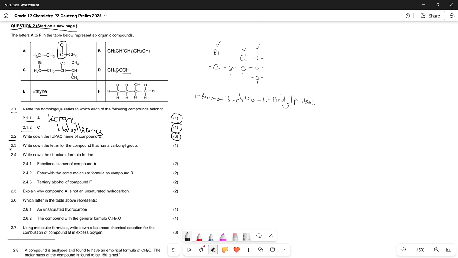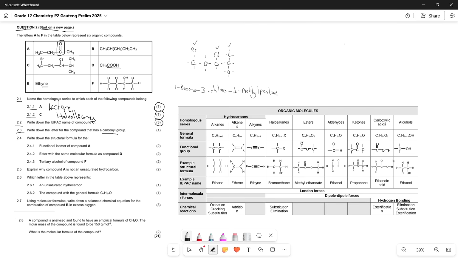marks. Because then 2.3 says write down the letter for the compound that has a carbonyl group. Okay, so what we're looking for is a carbonyl group, which is from a ketone. It is when we have a C double bond O over here. In some papers I've seen them call an aldehyde a carbonyl, but usually it's called a formyl. A way to remember that is that there's a substance called formaldehyde, and that substance has the name aldehyde in it, so it's basically formyl plus aldehyde, and we have formaldehyde. So formyls are from aldehydes, ketones have carbonyls.